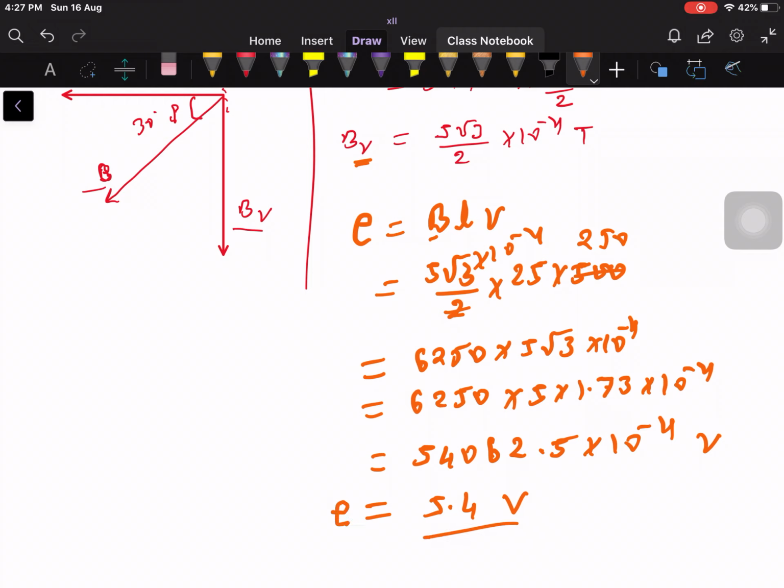So how much voltage will be induced across the wings of a jet plane? 5.4 volt. This is the correct answer. Okay, that's it for this question.